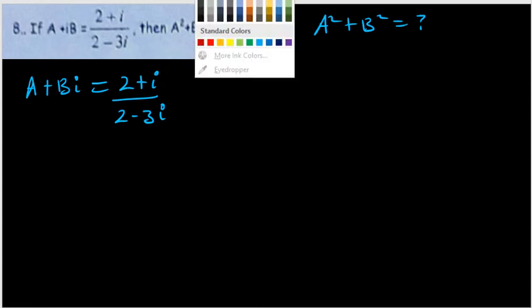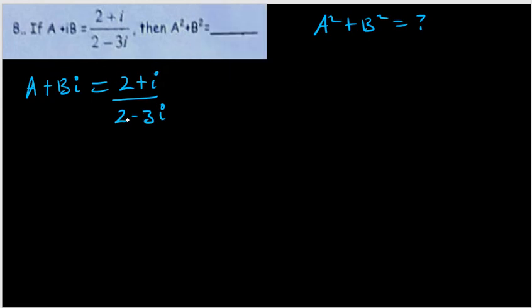Let us try to write the right hand side in a standard form, in the form of x plus yi. Then we can equalize the real part with the real and the imaginary with the imaginary. So for that matter, let's multiply the numerator and the denominator by the conjugate of the denominator, that is 2 plus 3i over 2 plus 3i. When you multiply by the conjugate, the denominator part will be real. So let us multiply.